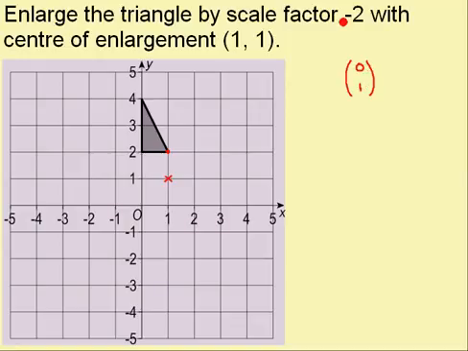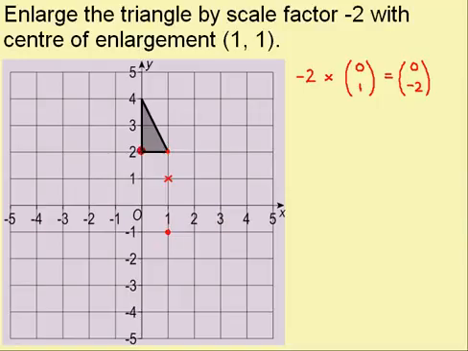Now I want to multiply this by the scale factor, which is -2. So I've got -2 times this column vector. -2 times 0 is 0, and -2 times 1 is -2. So now I go back to the centre of enlargement and I use this vector. So it's 0, that means across none, and -2 means down 2. So I go down 2 and I put my new corner. So this is where this corner will be on the enlarged shape.